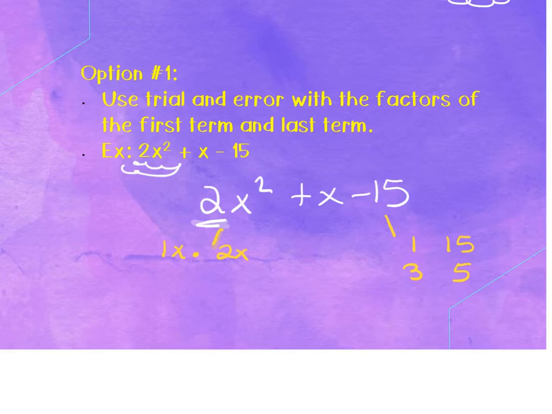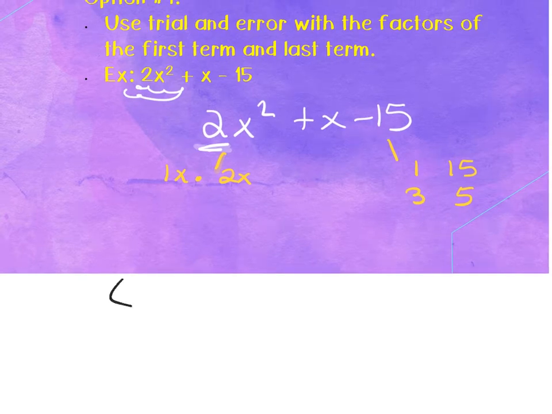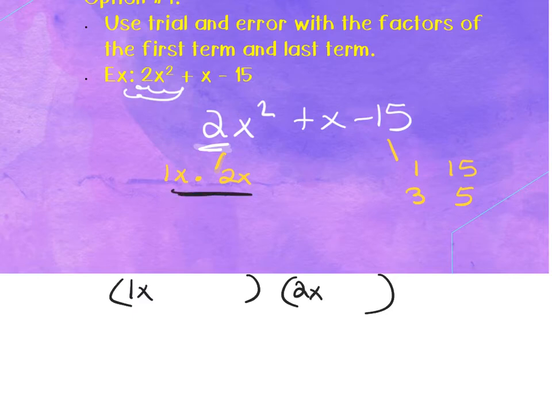So now what we have to do is trial and error. So again, I would set up my binomials. I'm going to put 1x here and 2x here. So the factors of the first term go in the first spot here. Then what you're going to do is you're going to take these and put them in here. First, you'll try the 1 and the 15. Remember, it was a negative 15, so one of these has to be negative, one has to be positive. And now you'll put them in here, and then you FOIL it.